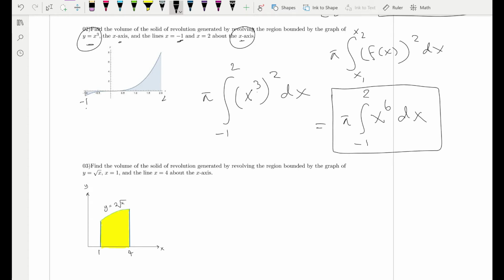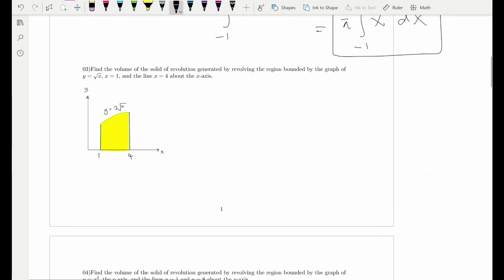Now in these problems from now on I only set up the integral. Okay, so we discussed in the previous video series how to integrate functions. We have done that enough. The focus of this lesson is how to properly set up an integral that can find you the volume. Okay, so I'm going to stop there. I hope you know how to integrate x to the 6.